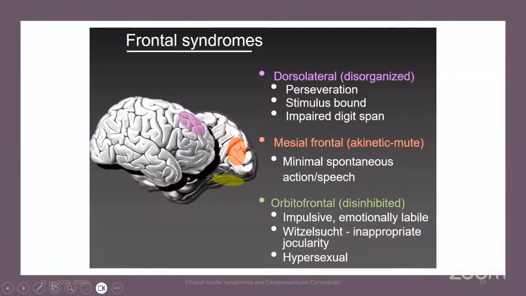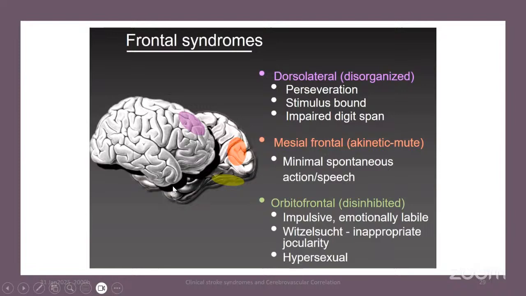Here, there is minimal spontaneous action or speech. This area is very important for your social interactions, your skills, whatever you have developed in your growth, your interaction with others, your delivery of talks and everything. Everything is controlled by this area. And if this is damaged, then you have minimal spontaneous action or speech.